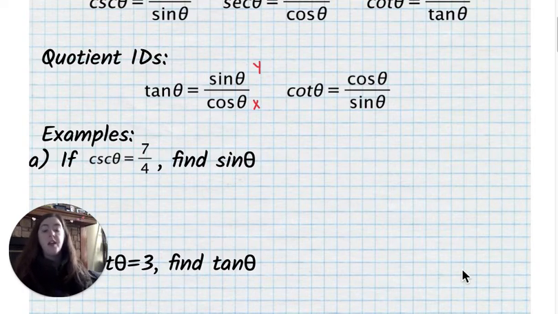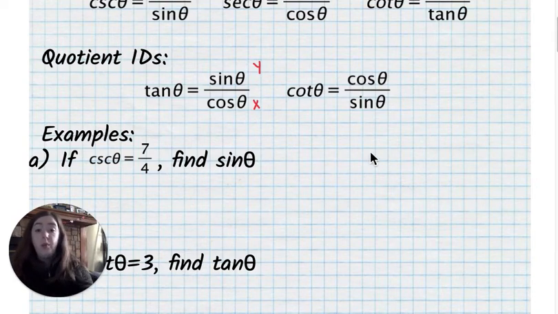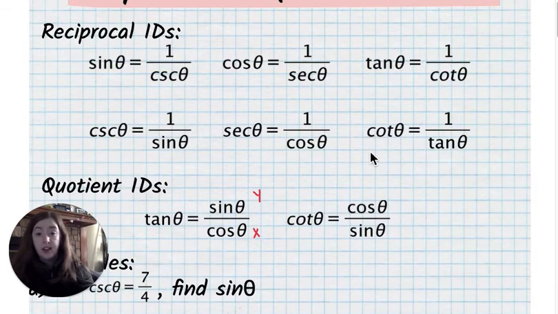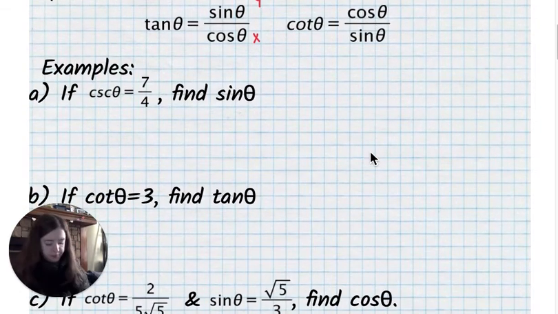Okay, so start off nice and easy. If cosecant is 7/4, find sine. So we know that cosecant and sine are reciprocals of each other. So if cosecant is 7/4, that means that sine is 4/7. There's the reciprocal of that.